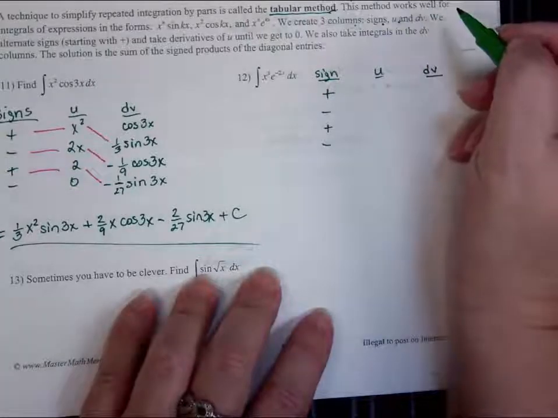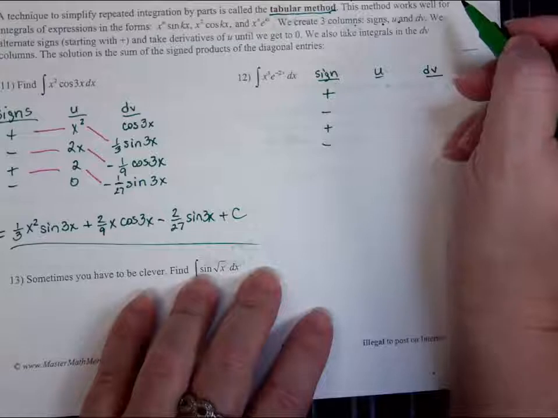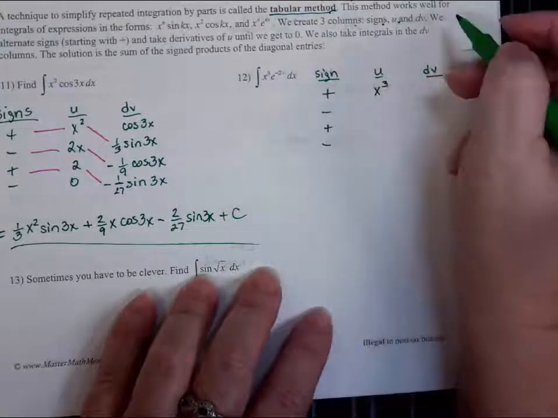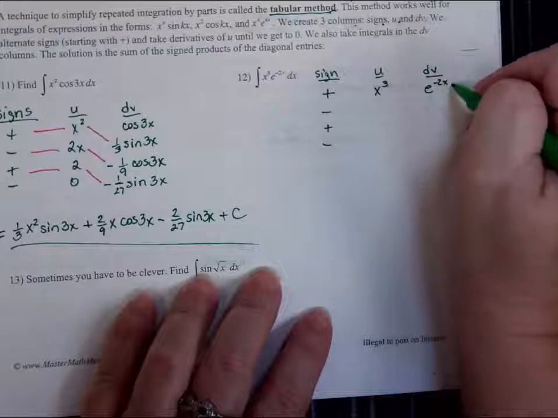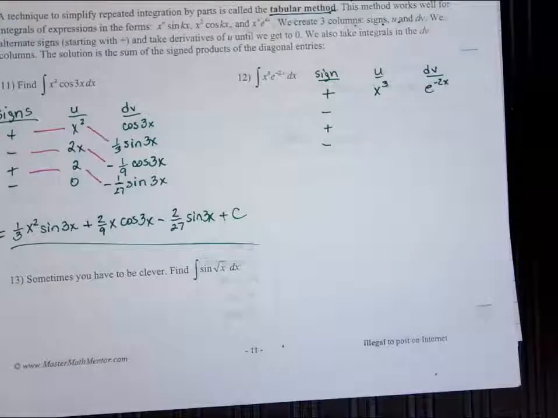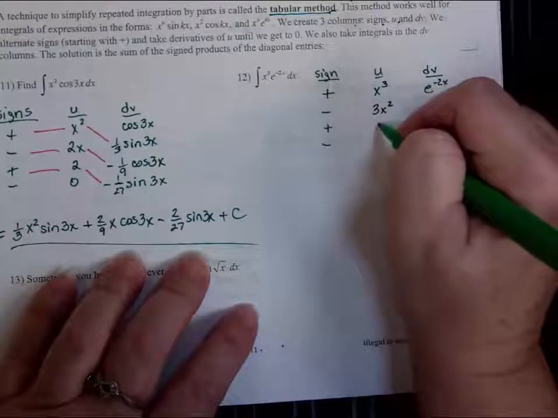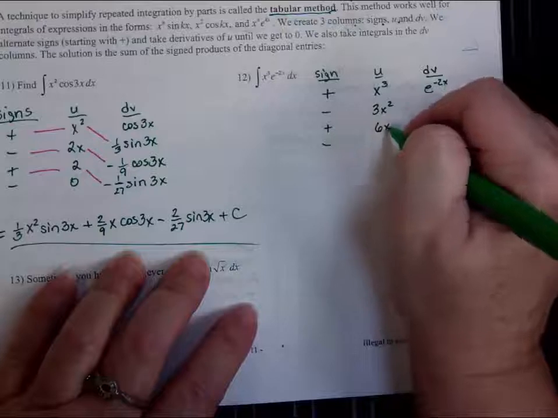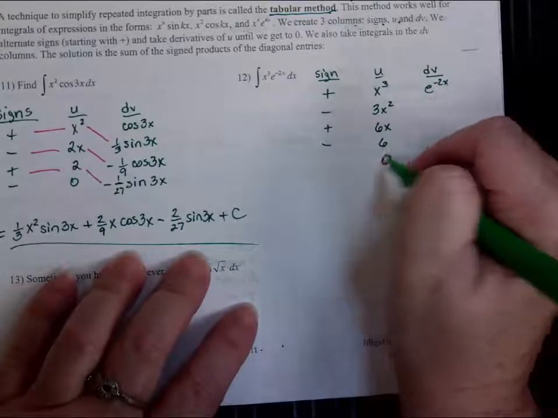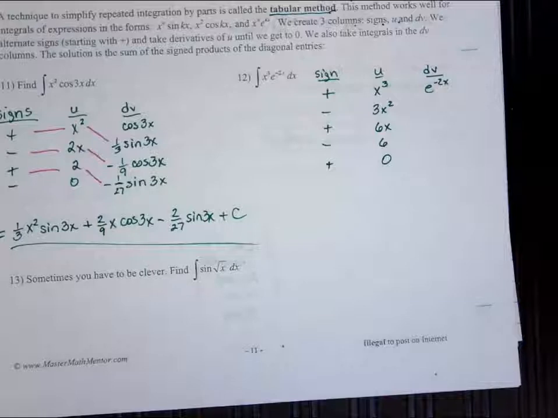In this case, what goes in the u column? X to the third. And what is left? E to the negative 2x dx. We'll just leave the dx off, remember? Okay. Now what do we do with x to the third? Take the derivative. Take the derivative over and over until we get to 0. So x to the third becomes what? 3x squared. What's next? 6x, 6, and then 0. So we got to put a plus sign. Make sure we have enough signs across the bottom.